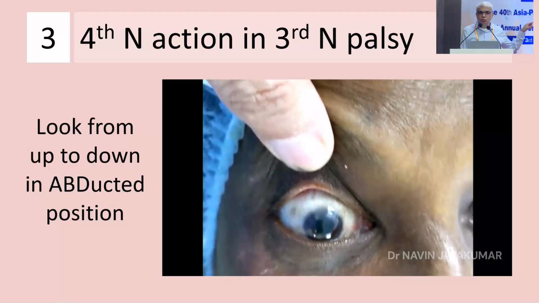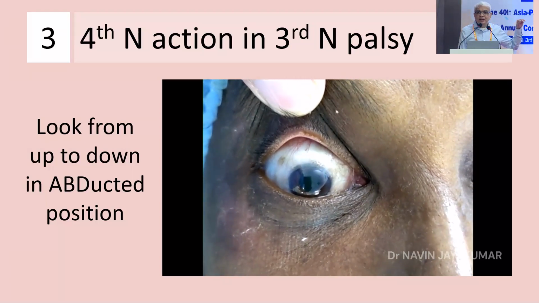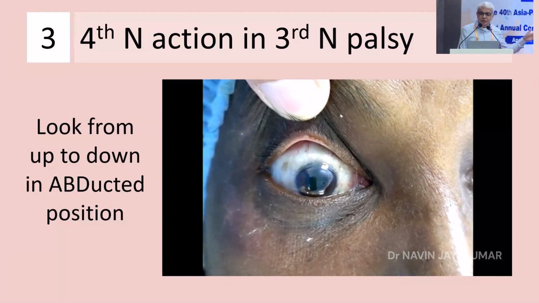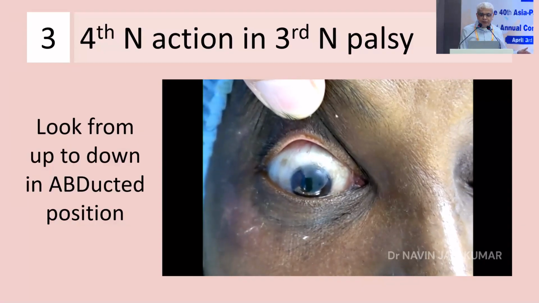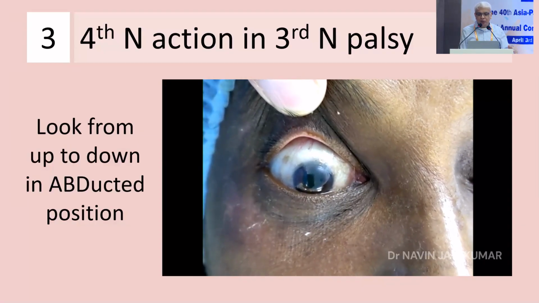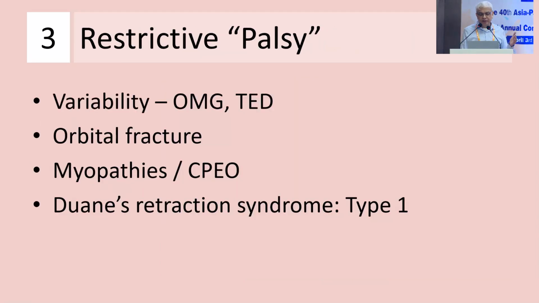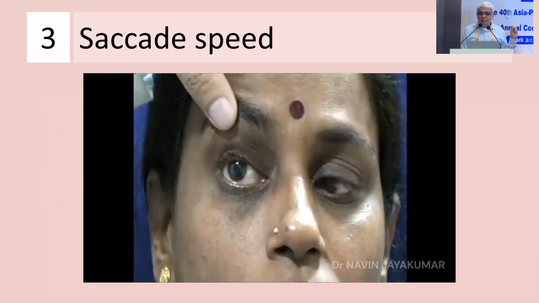This is the kind of movement we need you to see in the eye kept in the abducted position. Ask the patient to look from up to down and look for this intorting effect, and that will tell you whether the fourth nerve is intact or not in a third nerve palsy. Please also remember restrictive palsies, variability, as in myasthenia or TED, orbital fractures, myopathies, and occasionally Duane's type 1 can also produce a little bit of diplopia as well. The saccadic speed is also important.